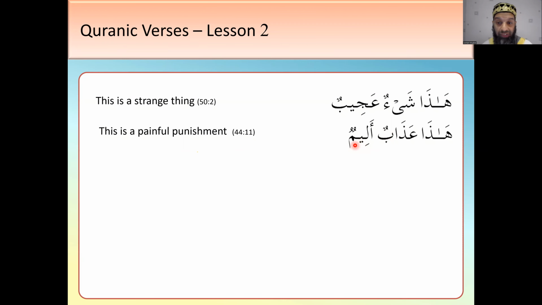The description comes after the noun. The description ending matches the ending of the noun. This alif lam isn't the alif lam of the. This is the actual word alim, right? With the alif lam of the, it'd be al-alim. So you're going to get that as well sometimes. Not every single word that you see with alif lam means the, because the alif lam might be part of the actual base word, like in this case. So this is a punishment, painful. So this is a painful punishment.